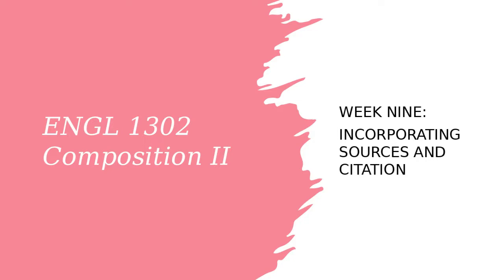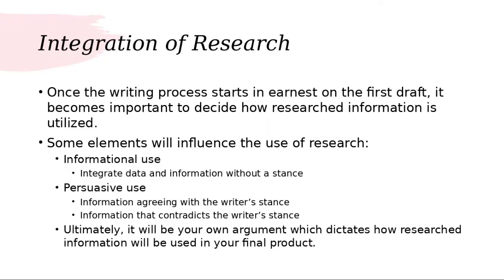So, looking at incorporating sources and citation this week. Once the writing process starts in earnest on the first draft, it becomes important to decide how research information is utilized. There are some elements influencing how you use research. It may be used for informational use, that is, to integrate data and information without a stance, or for persuasive purposes, where you're agreeing or disagreeing with your stance. It's all going to depend on how you're using it, and it's going to influence how you go about doing your research. Ultimately, it's your own argument which dictates how research information is going to be used in your final project.